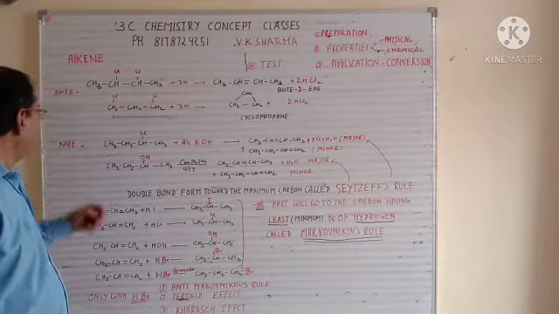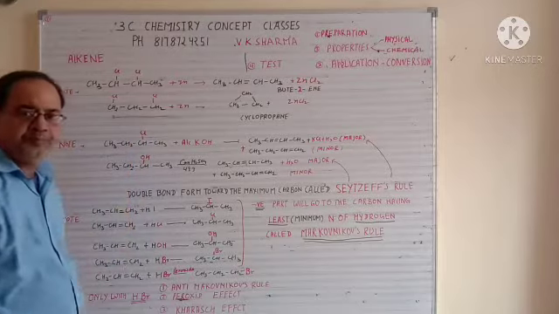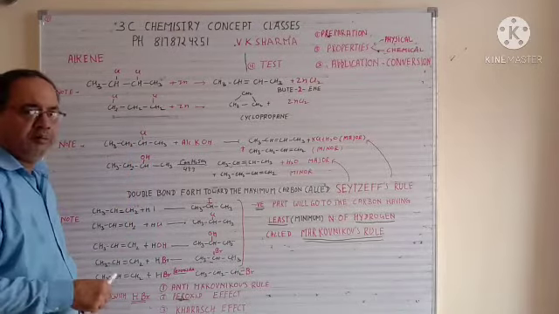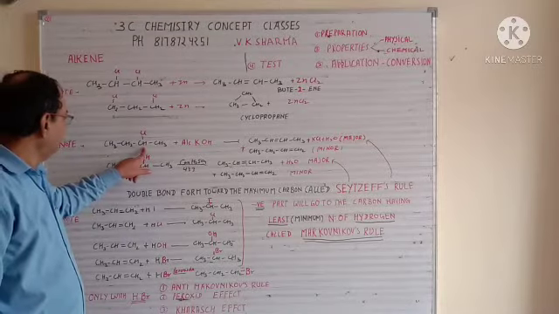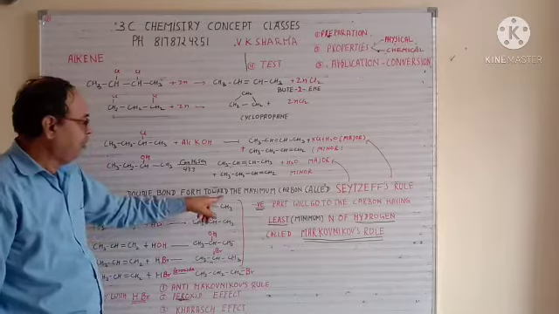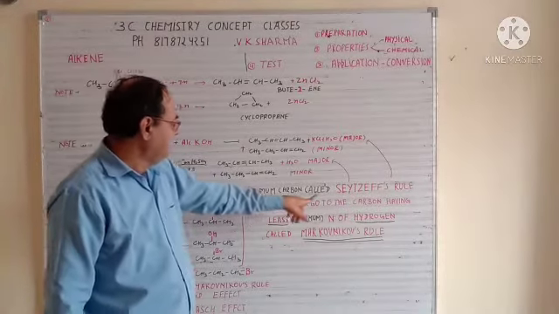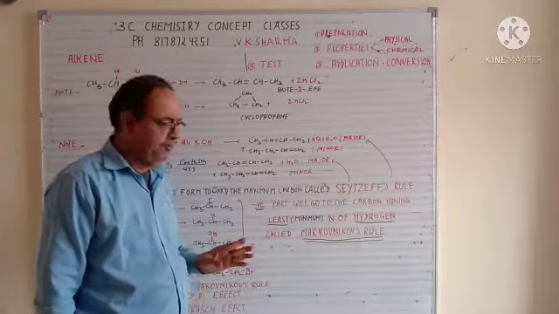Now note number 2. Suppose the halogen group or OH group is in the middle, and you are doing your dehydration reaction and dehalogenation reaction. In this case, the double bond will be formed toward the side having the maximum carbon, and this is called your Saytzeff rule.